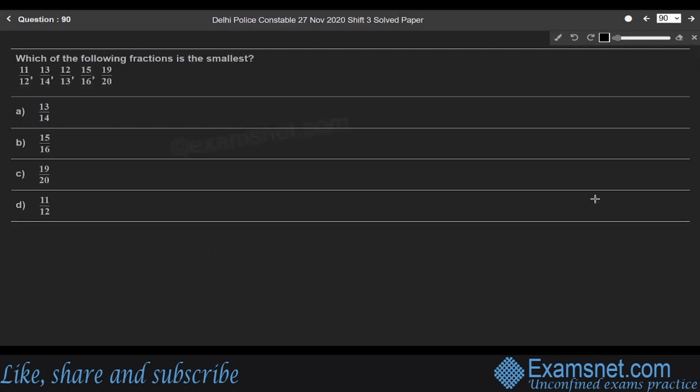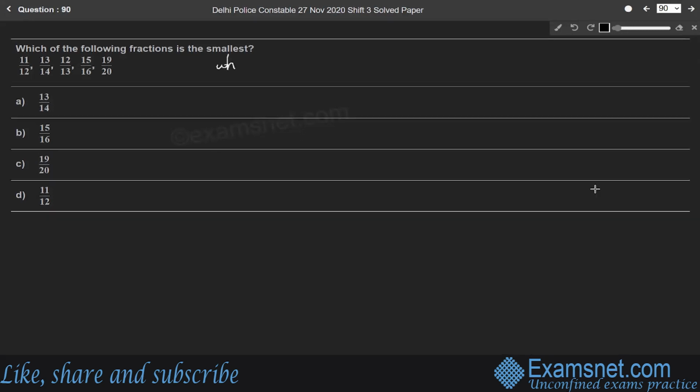Question 90. Which of the following fractions is the smallest? 11 by 12, 13 by 14, 12 by 13, 15 by 16, 19 by 20. So let us convert these fractions into whole numbers. So how is it possible? In order to convert fractions into whole numbers, we have to find the LCM of the denominators given here, right? So to find the LCM, we need to know the prime factors of each denominator.